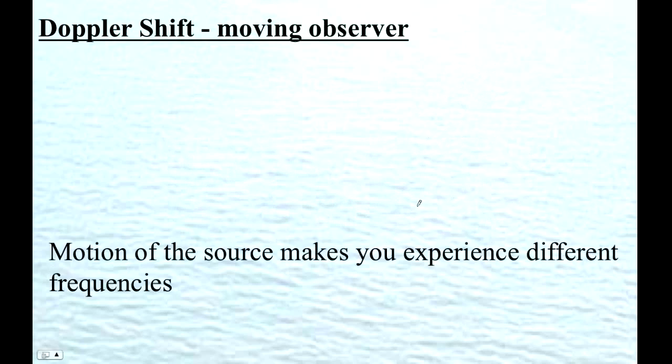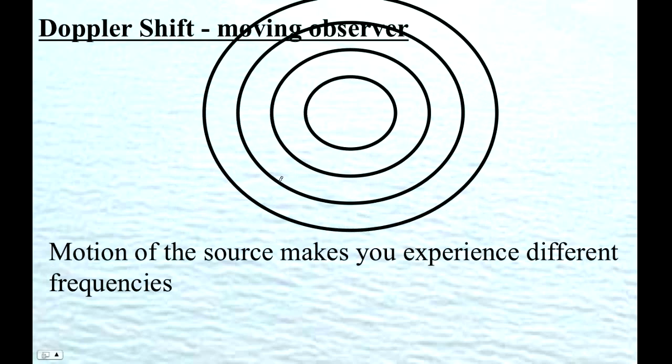The other one is moving observer. For a moving observer, the wavelength is actually the same, and the observer moves into it. As they move into the waves in front, they get a higher frequency, and moving away from them, they get a lower frequency. So that's what's going on. That's the basic idea. In the next videos, we're going to derive the formulas for these things.